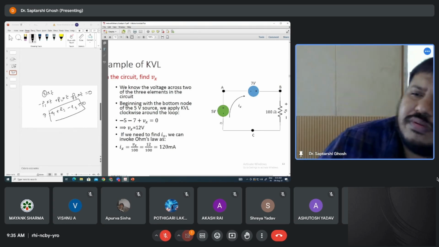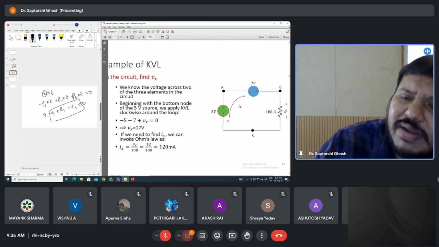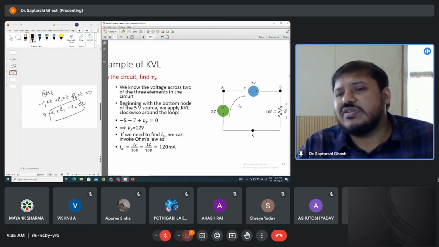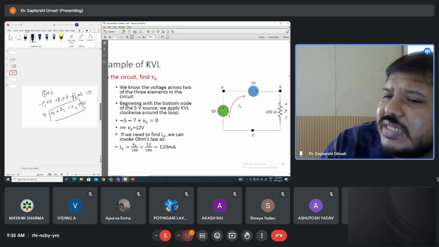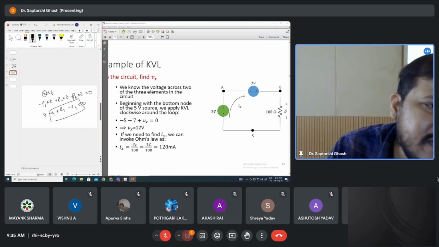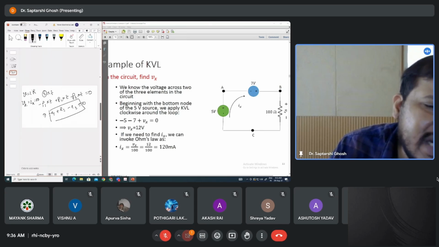Now by voltage drop, what will be the voltage across this green voltage source? That is 5 volt, with plus on this side and minus on this side. What will be the voltage across this blue one? It will be 7 volt, minus on this side, plus on this side. But what will be the voltage drop across the resistance? Using Ohm's law, you know V equals IR. R is given to you, and Vx is the voltage across the resistance. I you don't know, that's why we are considering it as Ix, and R you already know, it is 100 R.